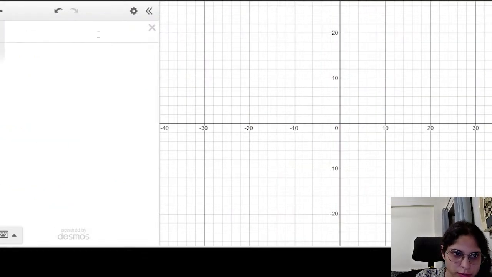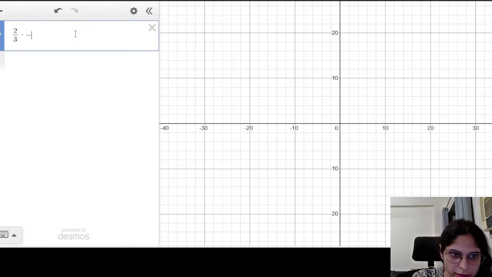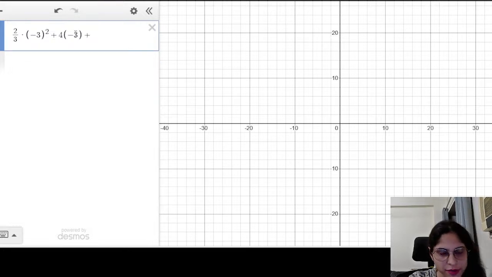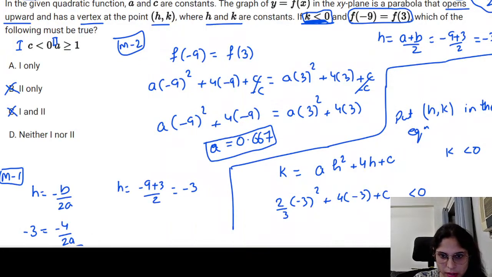From here you again go to decimals, 2/3 times negative, put the parentheses, negative 3 squared plus 4 times negative 3. Instead of c I write x and it has to be less than 0. We have got 6 and less than 6. So you have got x is less than 6. Basically you get c is less than 6. But what they are saying, c is less than 0. So this option is also gone. This is my only option.